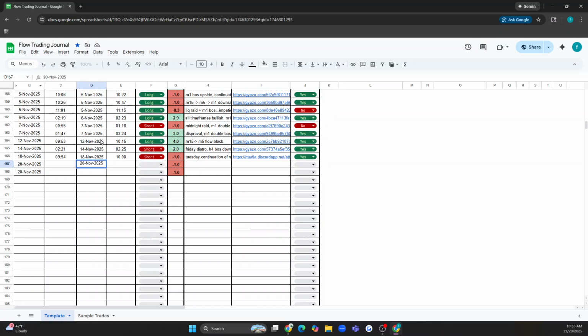Less is more, less is more, less is more. Have you noticed these past couple of months we've been taking less trades? It's been a lot more quality, and we've been doing very well because of that.